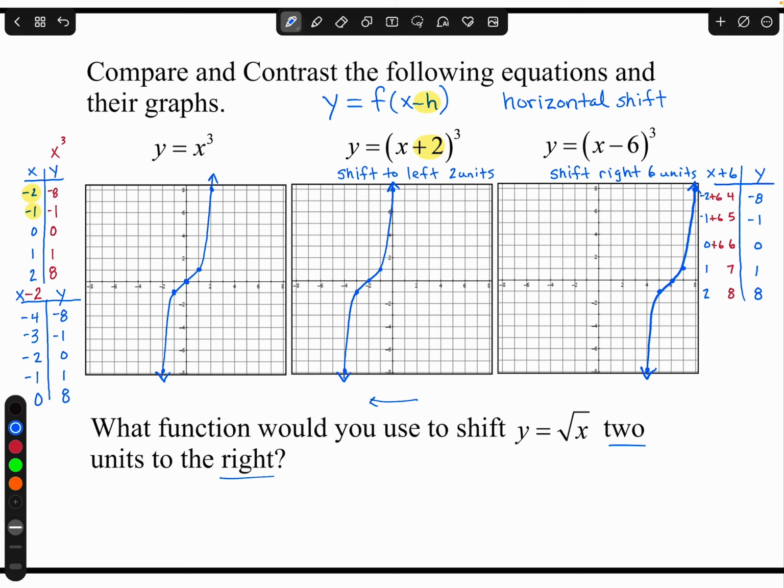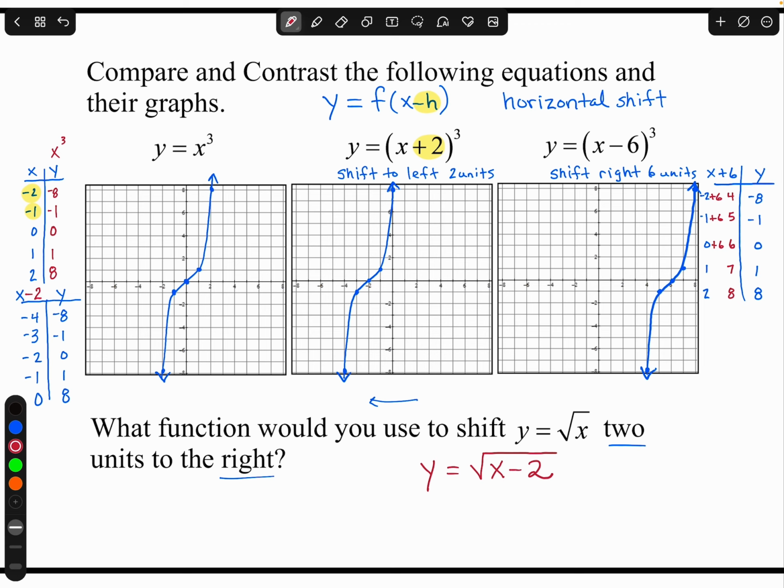So on 2 units to the right, remember we're going to say y is equal to, and if we're going 2 units to the right, that's like our h, right? We're going to say x minus 2. So in our equation, that's what it's going to look like.